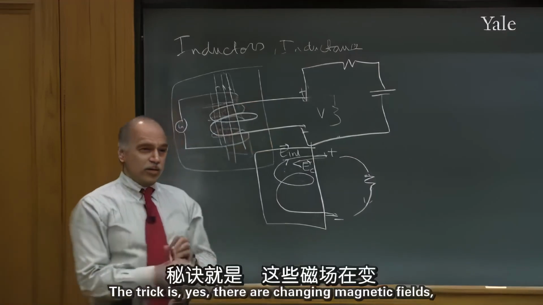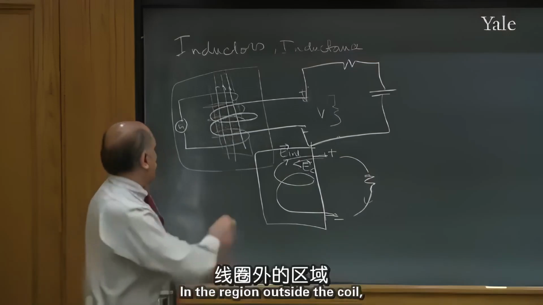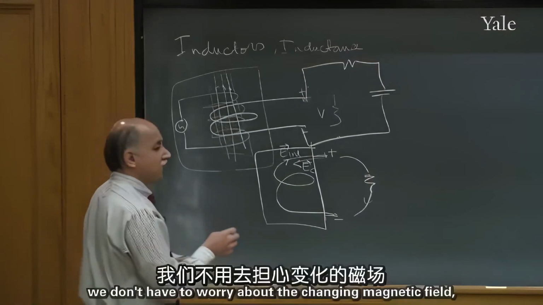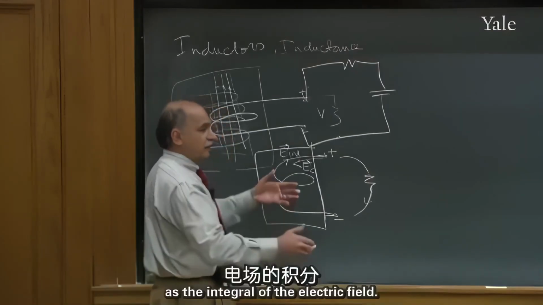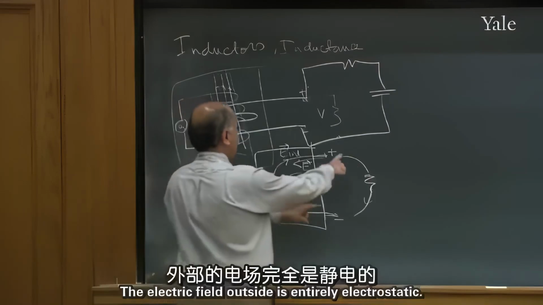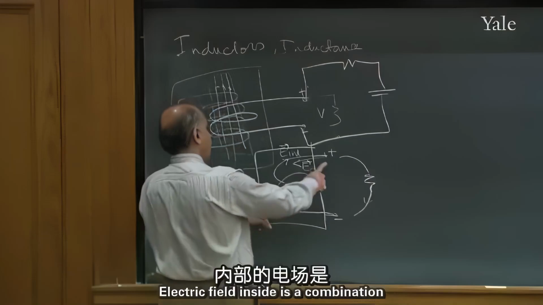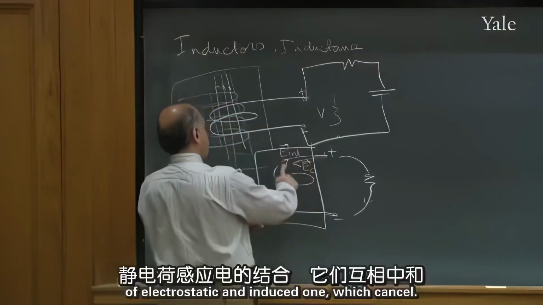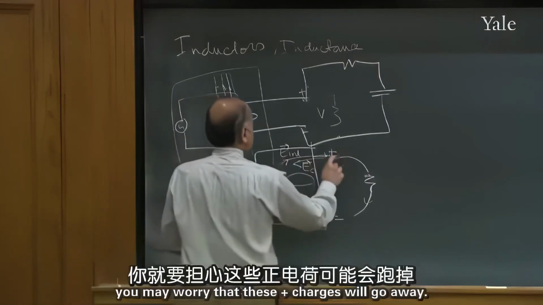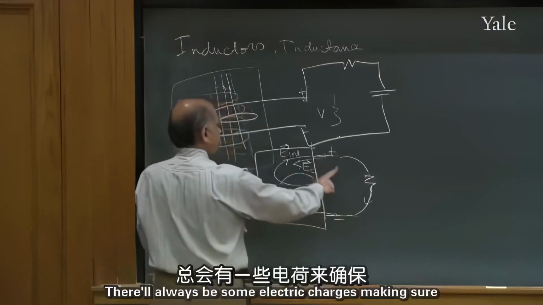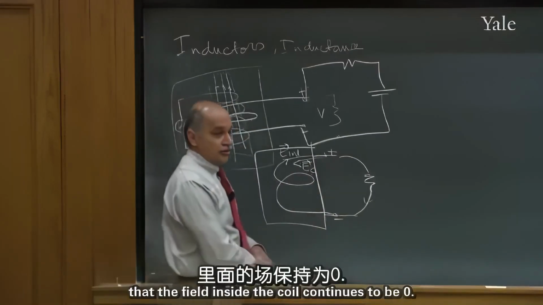So the trick is, yes, there are changing magnetic fields, but they're hidden inside the coil. In the region outside the coil, we don't have to worry about the changing magnetic field, where an electric potential can be defined as the integral of the electric field. The electric field outside is entirely electrostatic. The electric field inside is a combination of electrostatic and induced, which cancel. Once current begins to flow, you may worry that these plus charges will go away. There'll always be some electric charges, making sure that the field inside the coil continues to be 0.